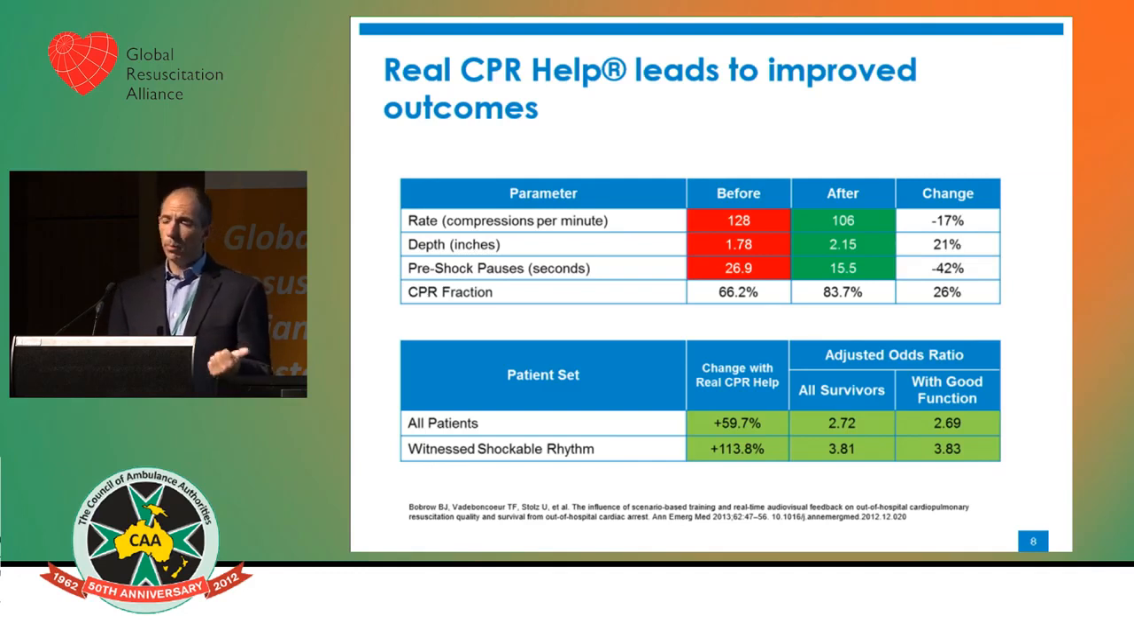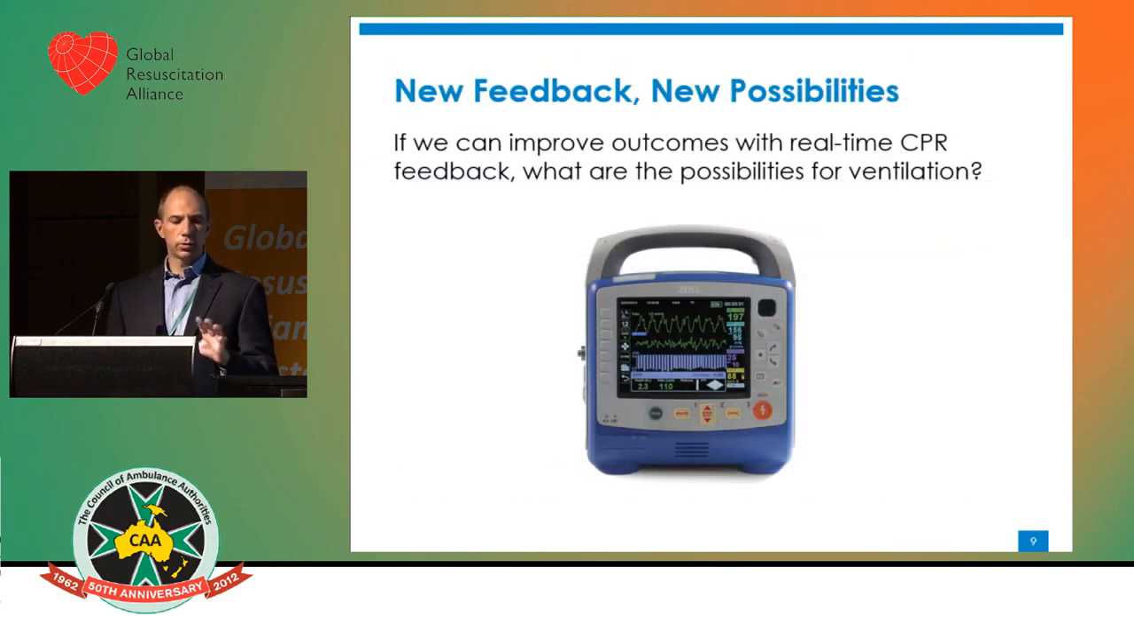And the most compelling piece of information, the witnessed shockable rhythm. These are patients that should be resuscitated, right? The ones that should be the easiest patients to resuscitate, the ones that are most viable. And there was an increase of 113.8% in survival. So based on that, we thought, well, if we could do that with chest compressions, what can we do with ventilation?